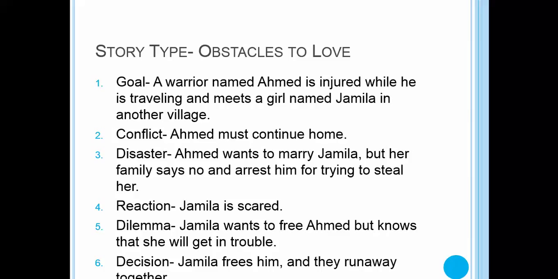Reaction: Jamila is scared, of course. She's very upset that Ahmed was arrested. So Jamila wants to free Ahmed, but she knows that she'll get in trouble if she does this, but she doesn't care. So in the middle of the night when everybody's sleeping, she decides she's going to free him, and they run away together so they can get married and leave the family.